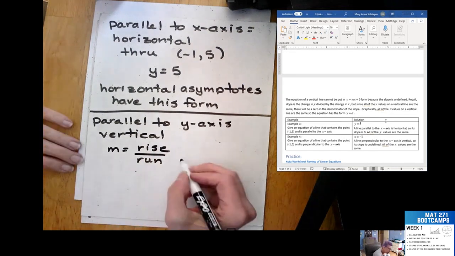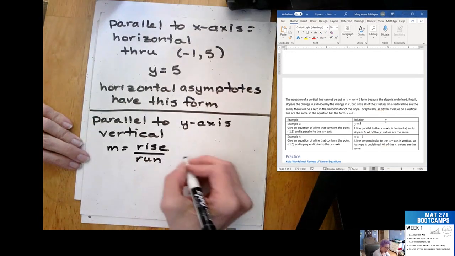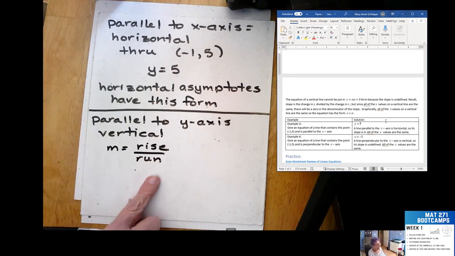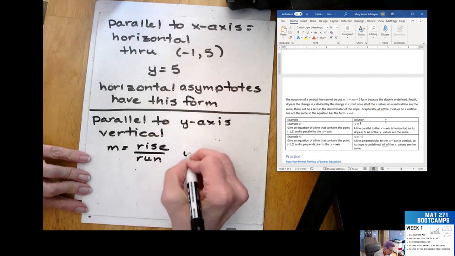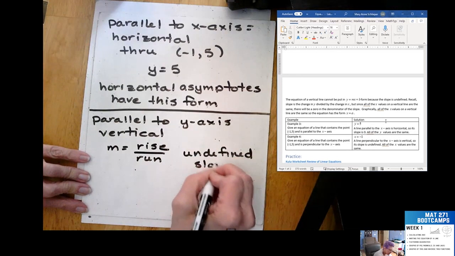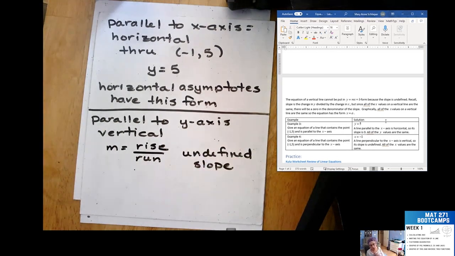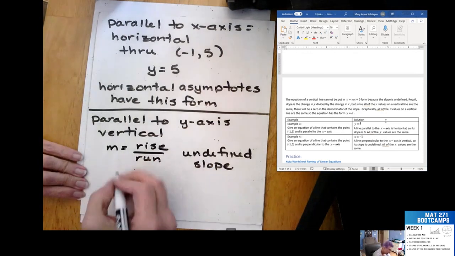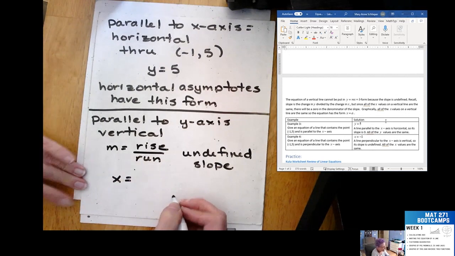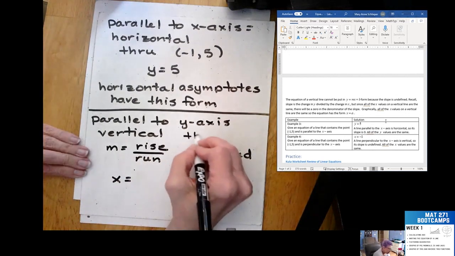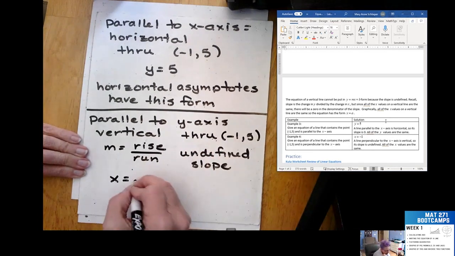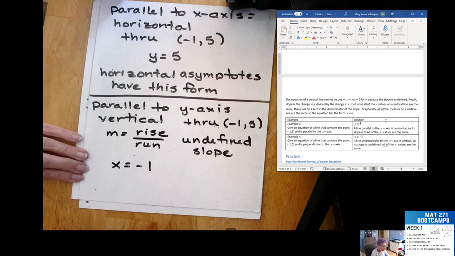So if you tried to write rise over run, you would have something over 0. And you know we can never ever have a 0 in the denominator. So this is undefined slope. Vertical lines have undefined slope. They are of the form x equals whatever x value you have. So if we want it to go through -1, 5, then it would just be x equals -1.